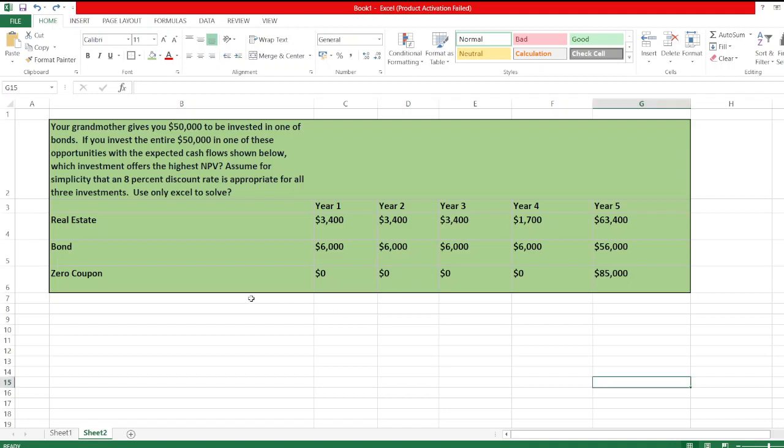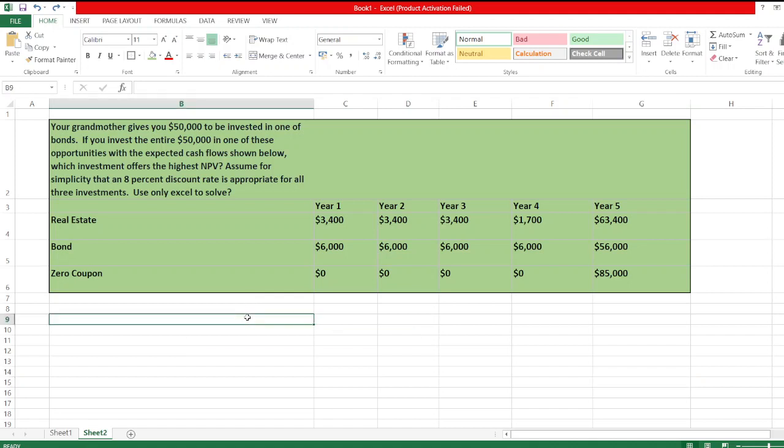Hello guys, the question is, your grandmother gives you $50,000 to reinvest in one of the bonds. If you invest the entire $50,000 in one of these opportunities with the expected cash flow shown below, which investment offers the highest NPV? Assume for simplicity that an 8% discount rate is appropriate for all three investments. Use only Excel to solve.